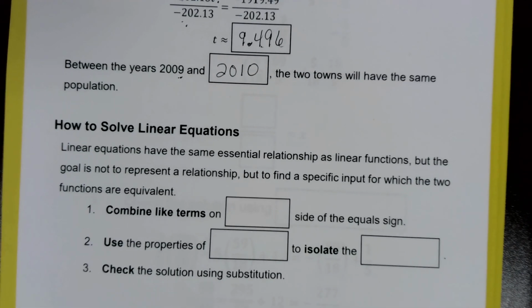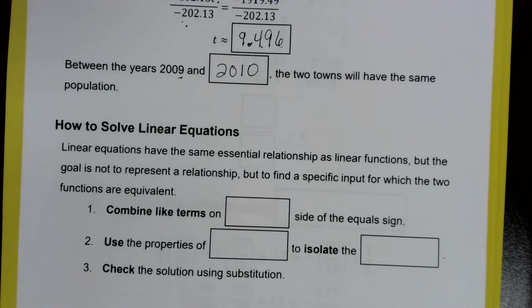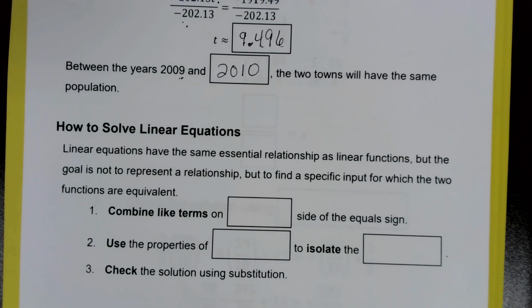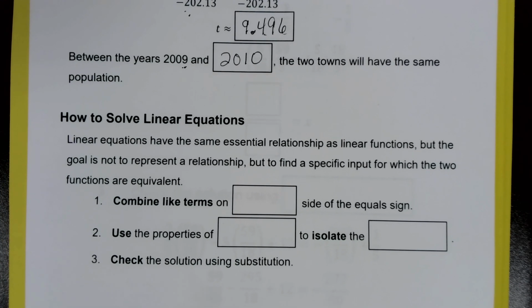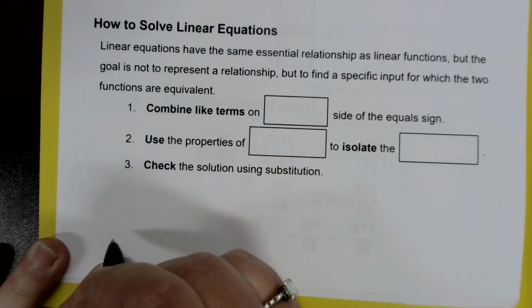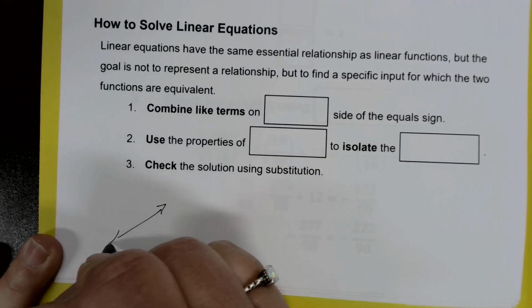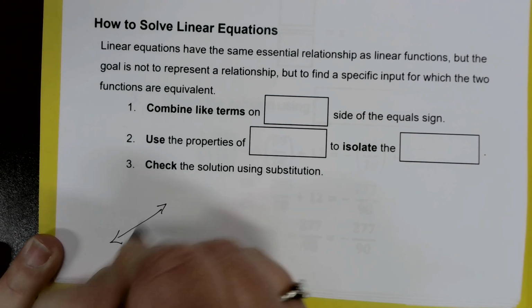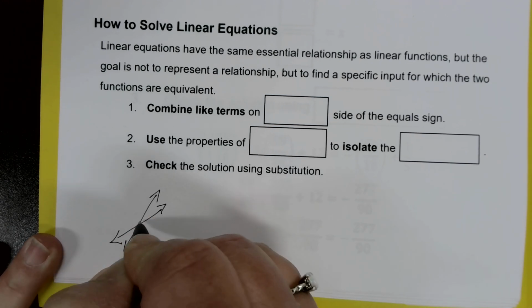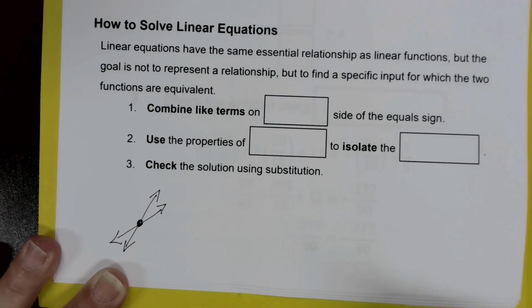So working on a linear equation, they have the same essential relationship as a linear function, but the goal is not to represent a relationship, but to find a specific input for which the two functions are equivalent. So we're basically finding that point where, if you just graphed the two functions like this, two lines, and here's the second line, we're looking for this point right here that they intersect.